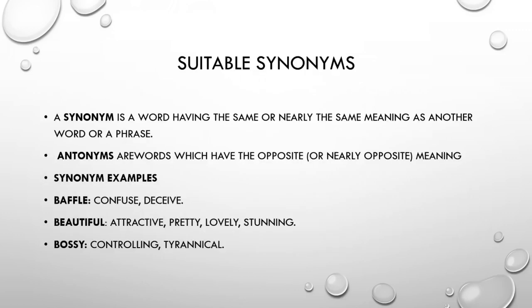Now, if you look at another topic known as synonyms. A synonym is a word having the same or nearly the same meaning as another word or a phrase. So you will normally find similar words here. Antonyms are where we find the opposite words, with opposite meanings. So here we are considering only the synonyms.